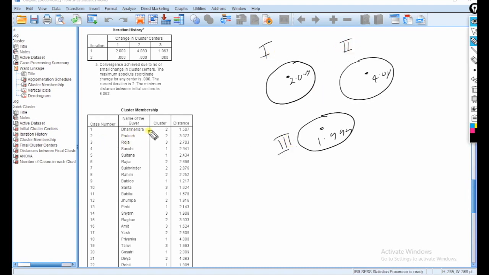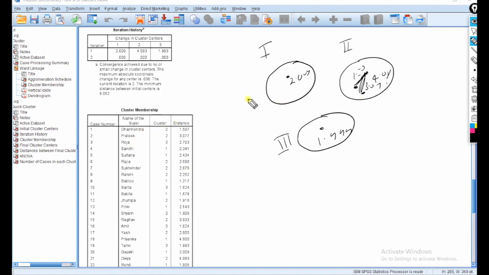In cluster 2, Dharmendra comes in cluster 2, and the distance is 1.2. The location of Dharmendra's score may be here, so the distance is 1.507, and another, Pratik, may be far away from Dharmendra, then the distance is 3.077.